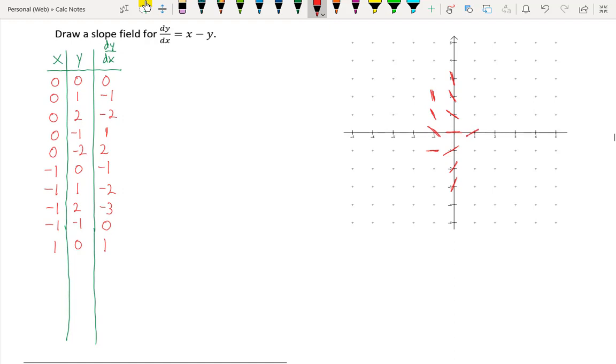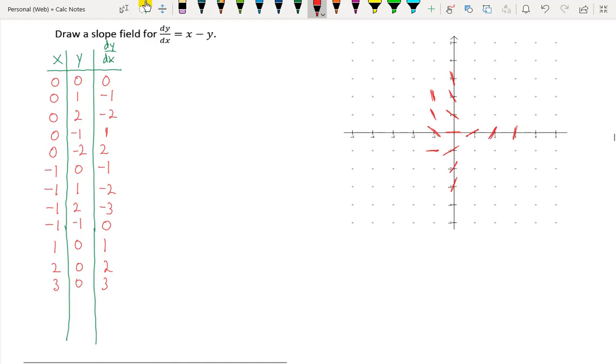And let's try 2, 0. That's going to be +2, it looks like. So you're getting steeper going that way. So if I plug in 3, 0, I'm going to get a slope of 3. So that's getting even steeper here. Okay. So there's a little bit of a difference in those two guys.